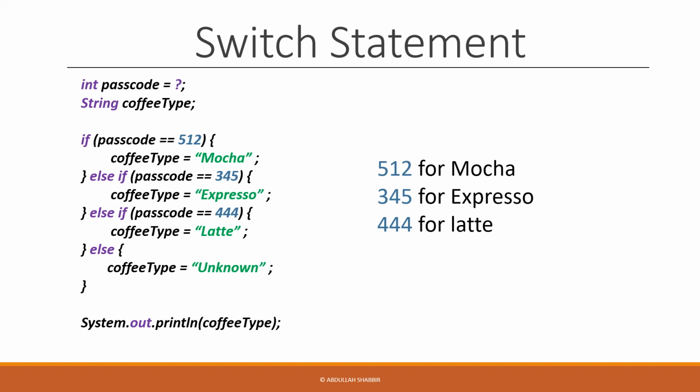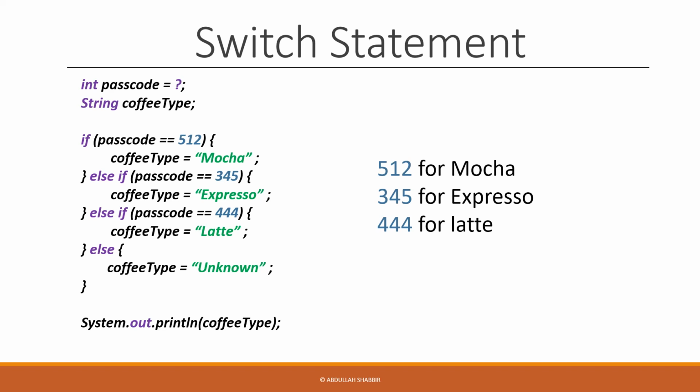So if we look at our first if in detail, it tests if our passcode is equal to 512, and we test for equality with this double equal sign, and the value 512 corresponds to mocha. If this test condition is true, we'll enter the if block of code and set coffeeType to the value of mocha. Then because we executed the code in our if, we'll skip down to the last curly braces and we'll just print out mocha. And the rest of this code works similarly.